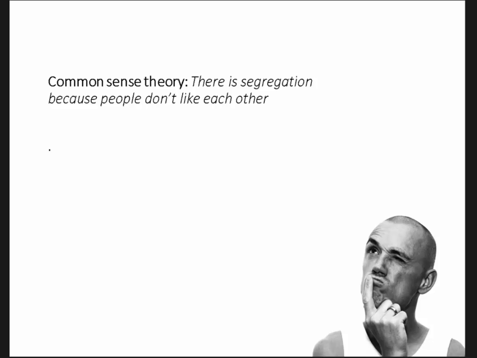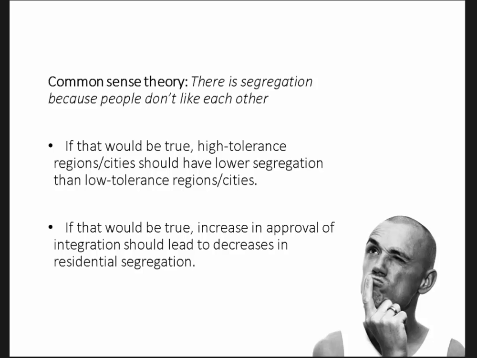If there is segregation because people don't like each other, what else would have to be true? Well, if that would be true, then high tolerance regions or cities would have lower segregation than low tolerance regions or cities. If I go out and I measure how tolerant people are, in the cities where I find less segregation, people should be more tolerant than in cities where I find more segregation. That makes lots of sense. A second implication would be that an increase in approval of integration should lead to decreases in residential segregation. So here we're going to look at how things evolve over time. Basically, we're going to compare data about segregation over time with data about how much people approve of integration, so how tolerant are people. And they should be linked with each other, if it is what the common sense theory suggests, that there's segregation because people don't like each other. Yeah? These are two straightforward implications. And both of them we can actually test. We can actually look at, is that actually the case?